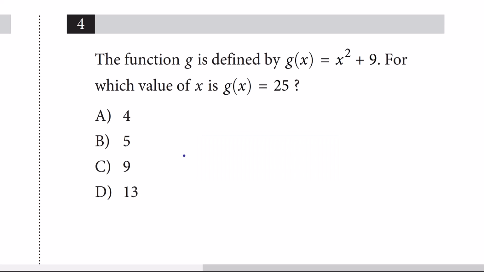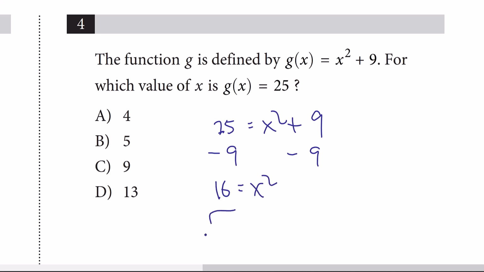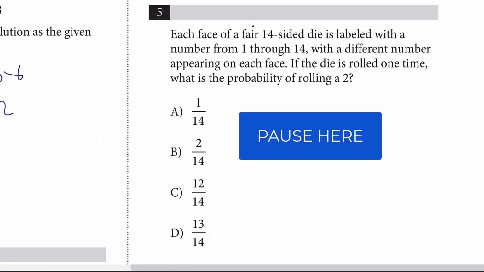For which value of x is g of x equal 25? So 25 is equal to x squared plus 9. Subtract 9 from both sides. 16 equals x squared. So x can actually be plus or minus 4. Answer's A. Question number 5. Take a look at this and pause the video.